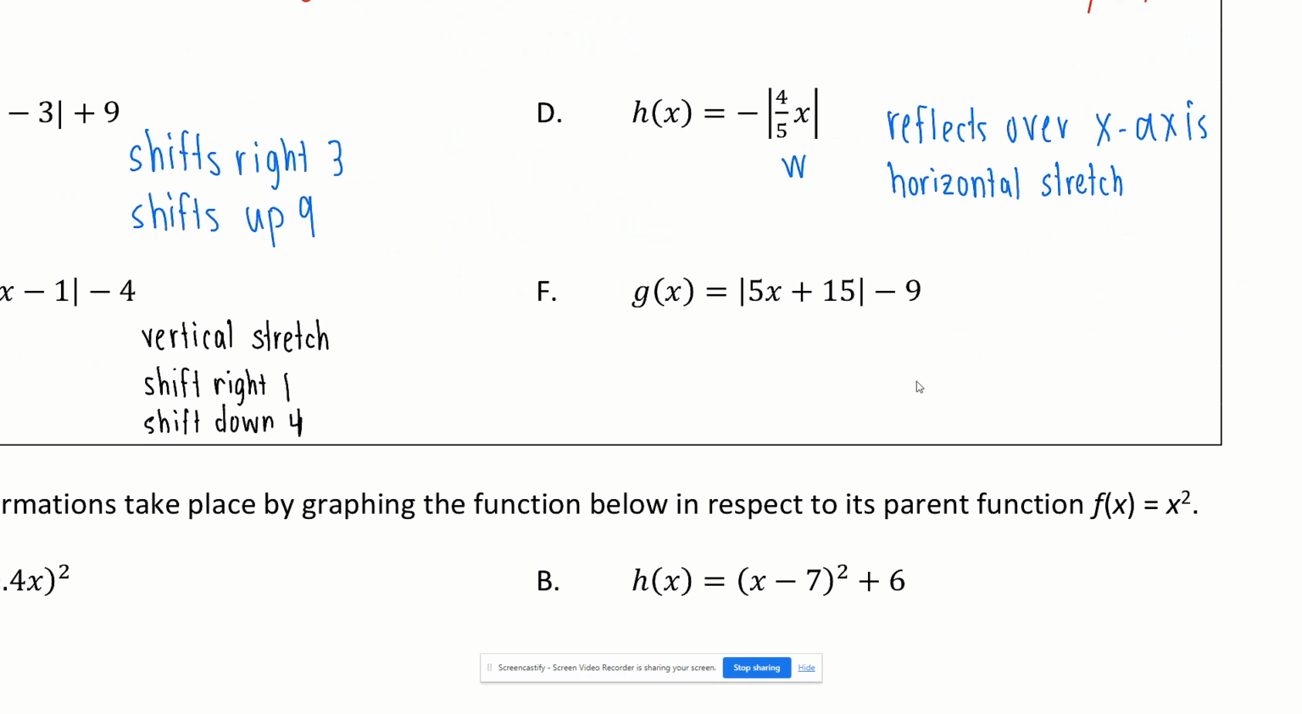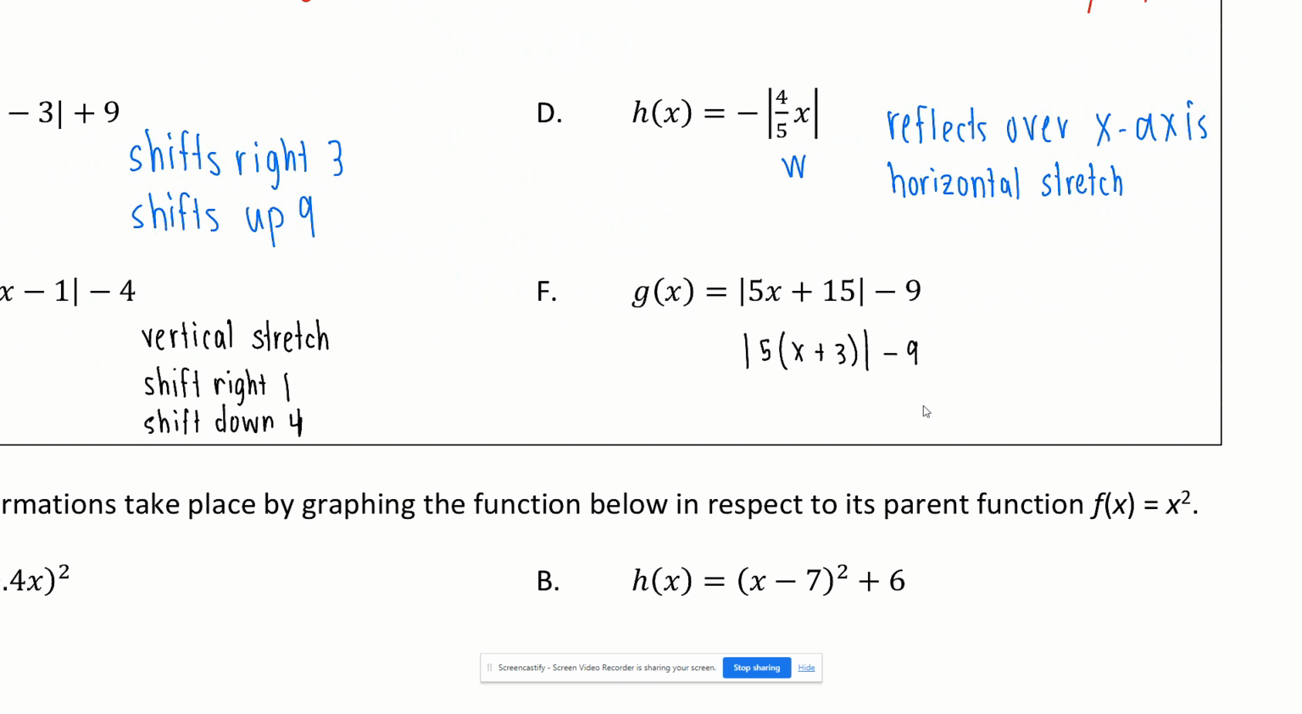Now, this is a little bit of a tricky one. I want you to notice something. Notice how on the inside, both of these are divisible by 5. I would actually need to factor a 5 out. 5x divided by 5 is x, and positive 15 divided by 5 is 3. So technically this would change, and it looks like this. And now I can answer all the questions.